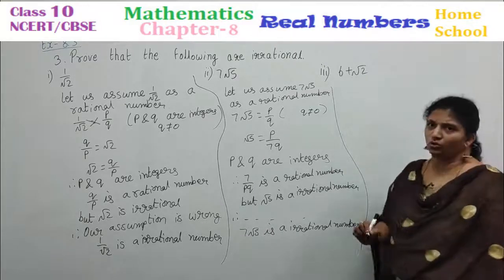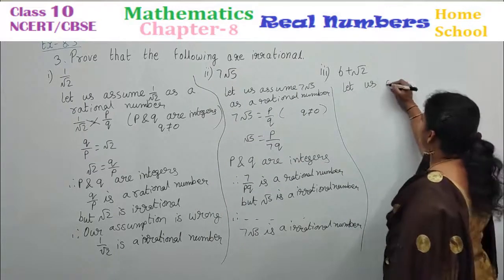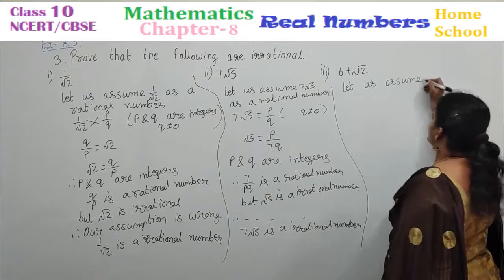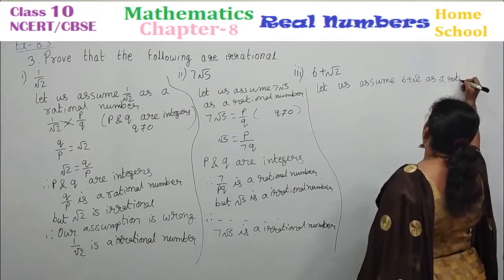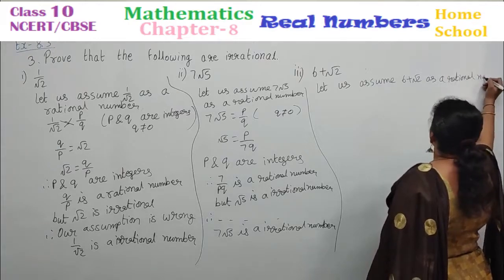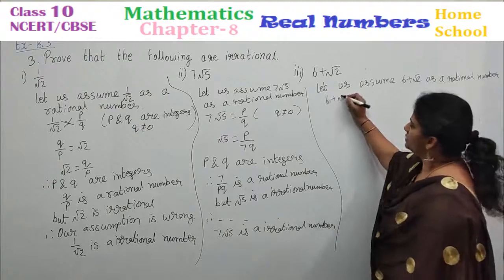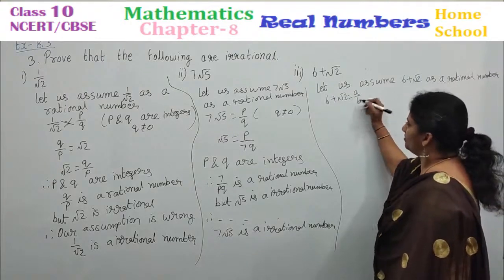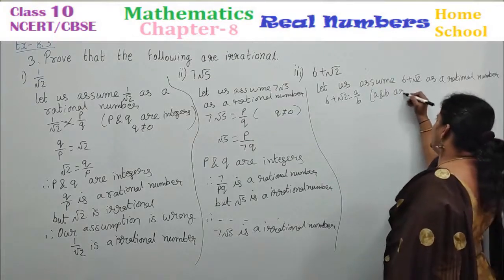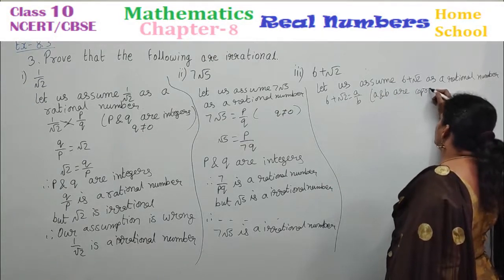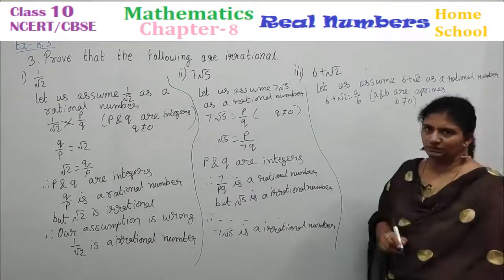6 plus root 2. What is your first step? Let us assume 6 plus root 2 as a rational number. If it is rational, we can equate to p by q form. That is 6 plus root 2 is equal to a by b. Anything is okay, no problem. Where a and b are co-primes and b cannot be equal to 0.